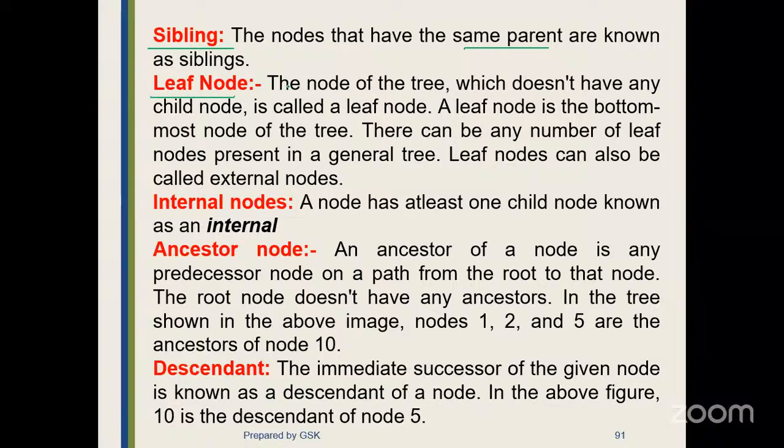Leaf node. The node of the tree which doesn't have any child node is called a leaf node. A leaf node is a bottommost node of the tree in the hierarchy. There can be any number of leaf nodes present in a general tree. Leaf nodes can also be called external nodes.